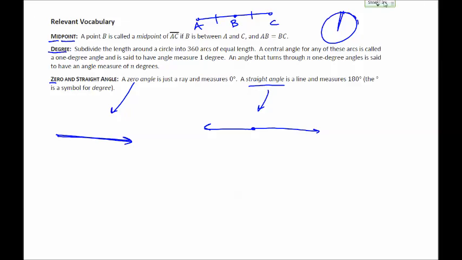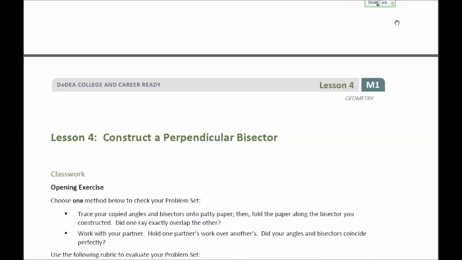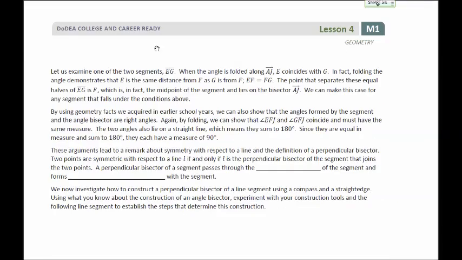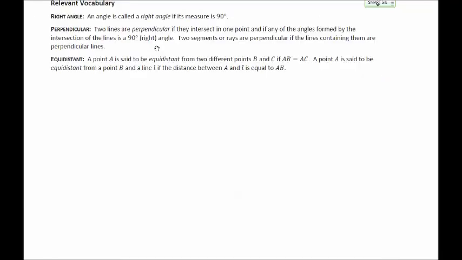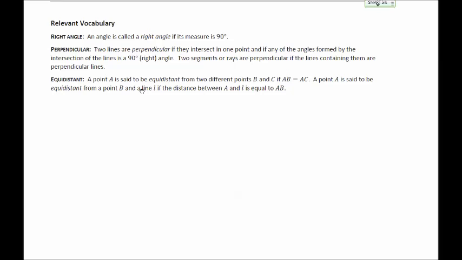Okay, let's go on to the next lesson. Lesson 4 is about constructing perpendicular bisectors. Again, those are two separate ideas. And the only idea I want to highlight here are these definitions at the very end. A right angle is an angle with a measure of 90 degrees. Perpendicular, put a star next to this one, that's part of our standards.